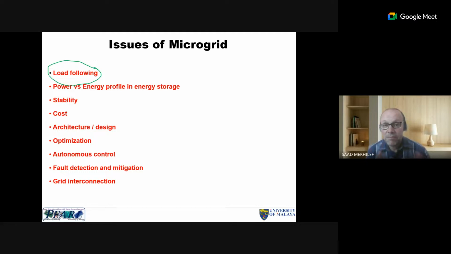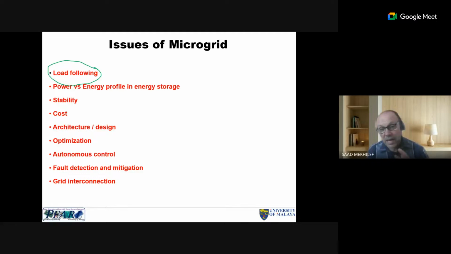Stability. For example, there is a drop in wind speed, or a drop in solar irradiance, so that affects your voltage, and that affects the frequency, and then the stability of the local grid. The cost, I think we have mentioned it: the investment cost, the capital cost, is quite high, but the maintenance cost is very low compared to this.